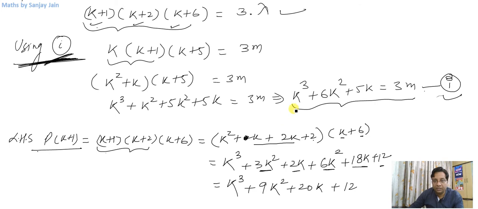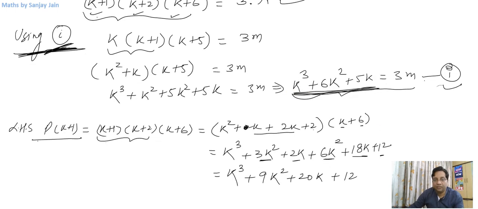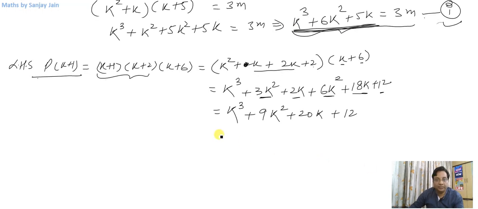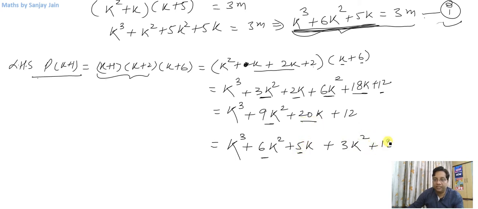So what I can do is I can simply create this expression on the left hand side of k plus 1, that is I can write it as k cubed plus 6k squared plus 5k here, and this was 9k square, so this I have written 6k squared, so let me write 3k square here. I have written 5k out of these 20k, so rest 15k let me write here, and then this 12.